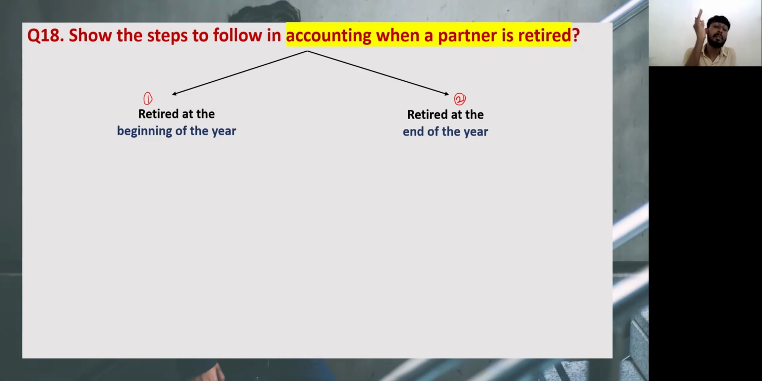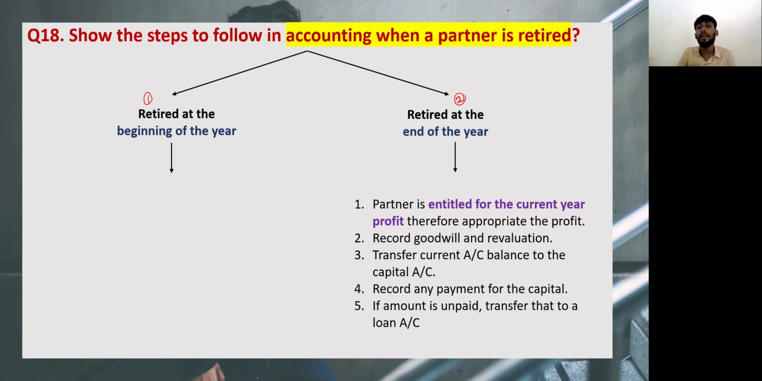So if the partner retires at the beginning of the year, then we do not need to give or appropriate the profit for that partner. But if he retires at the end of the year, then we must. When a partner retires at the end of the year, the partner is entitled to the current year profit. Why? He is going at the end. Then record goodwill and revaluation, same as previous.